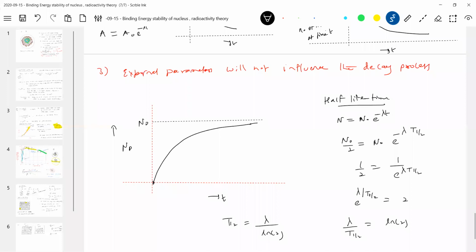So what is it then? 2 by lambda, sir? Lambda by t half, no? Lambda by t half equal to 2? Lambda into t half, sir. Okay, wait, I'll check the calculation. The time taken for the number to become half: 1 by 2 is equal to 1 by e to the power of lambda t half. So e to the power of lambda t half is equal to 2. I'll take log on both sides. Sir, there you took lambda by, instead of lambda into t half. e to the power of lambda into t half equals 2.